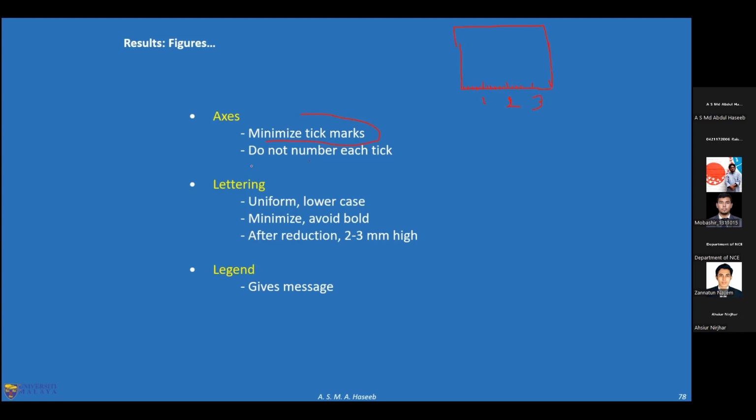So that is okay. And remember that your figure may be shrunk into a small 1-column format. In such a case, if you do not have large enough fonts, then it will be difficult to read. So you have to anticipate this reduction. And after the reduction, your letters in the figures should be about 2 to 3 millimeters in height. Avoid using bold letters, because then it creates problems when you shrink them.